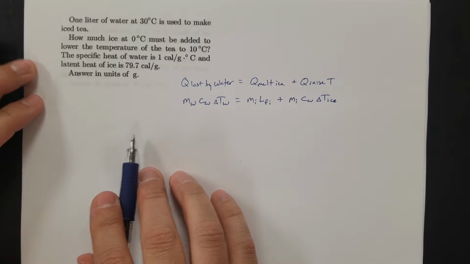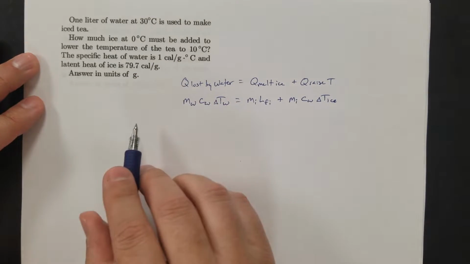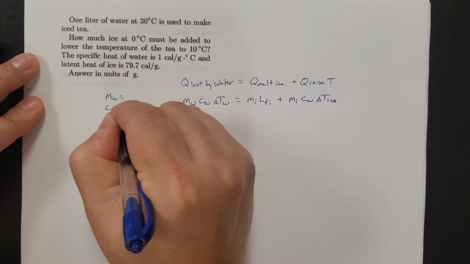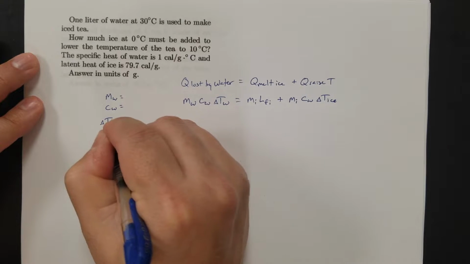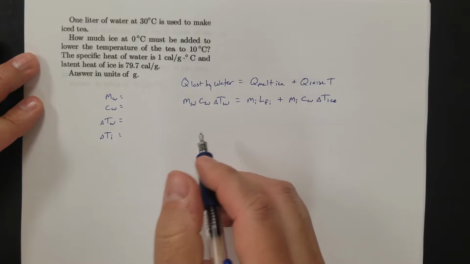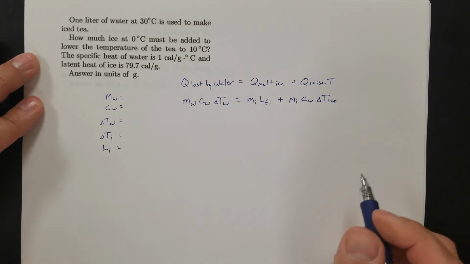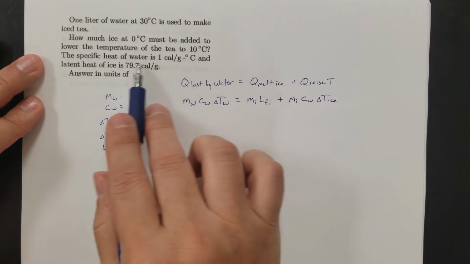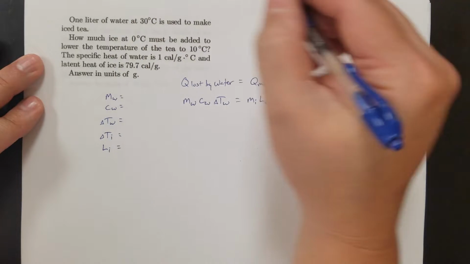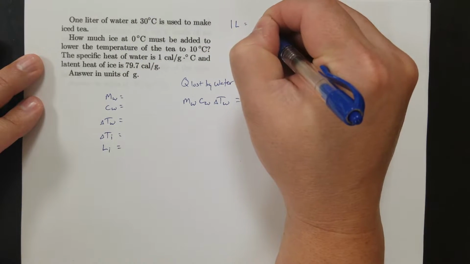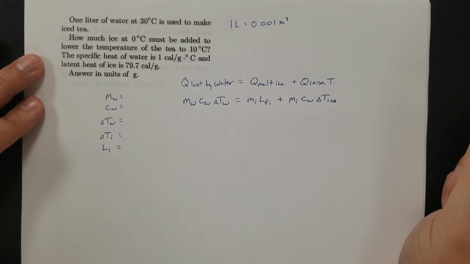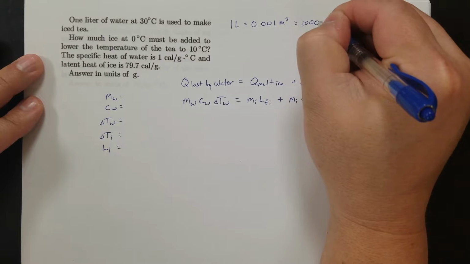And so we've done this before. It helps to make a table of what's what. So what do I know in here? I know the mass of the water. I know the specific heat of water. I know the delta T of the water. I know the delta T of the ice. And I know the latent heat of fusion of the ice. So the mass of the water: 1 liter of water is 0.001 cubic meters, or that's 1,000 grams.